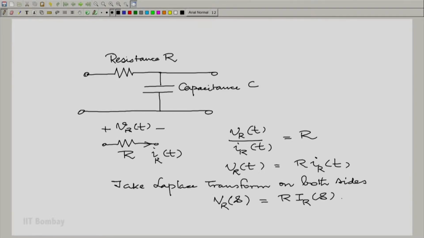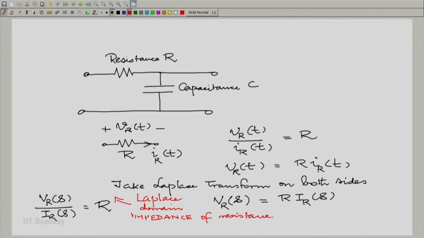So, therefore, if we take a ratio of the Laplace transform of voltage and current across the resistance, we get just R, it is the same as the resistance. And this quantity, this R, is now also the ratio of the Laplace transforms of the voltage to the current, just as it is the ratio of the voltage to the current. And this is called the Laplace domain impedance of the resistance.